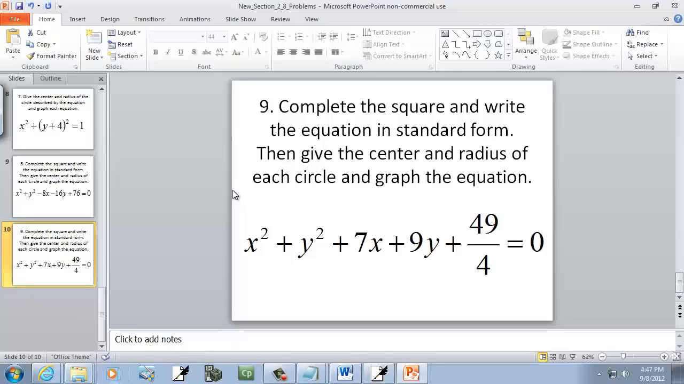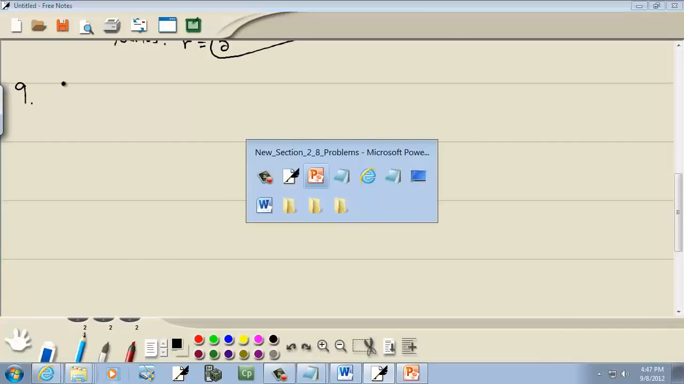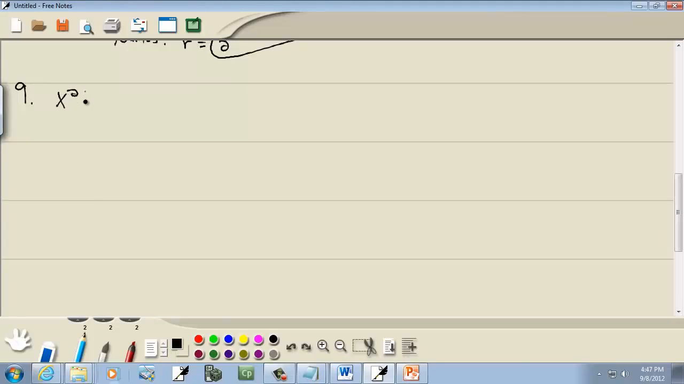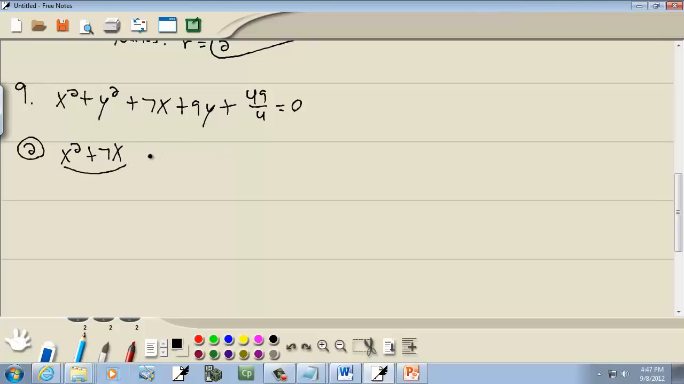Let's look at another one of those. We have x squared plus y squared plus 7x plus 9y plus 49 over 4. Now step 1 we don't have to do still. That's divide everything by the number in front of your x squared. Step 2, group the x's together. So I got x squared plus 7x. Group the y's together. So I got y squared plus 9y. And take the constant term over to the right side. So then it becomes -49 over 4.